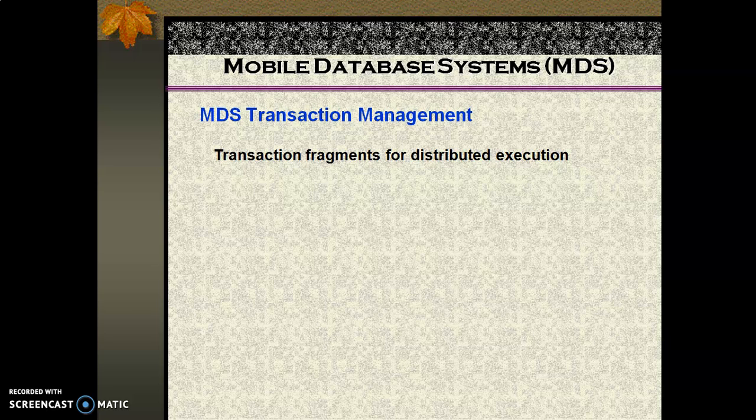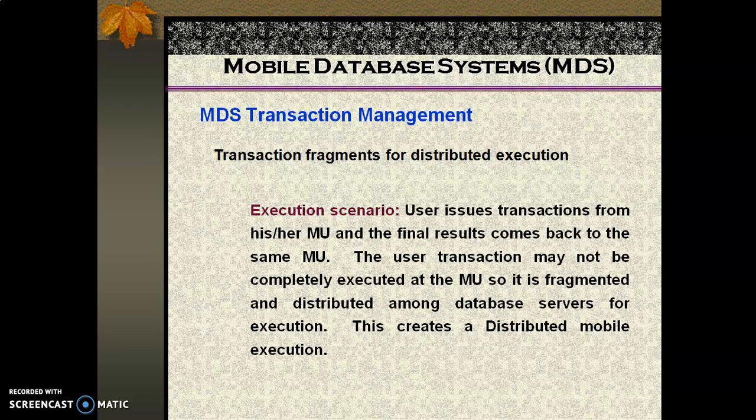Now transaction fragments for distributed execution. The execution scenario: the user issues transactions from his or her mobile unit and the final result comes back to the same mobile unit. The user transaction may not be completely executed at the mobile unit, so it is fragmented and then distributed among database servers for the execution. This creates a distributed mobile execution.